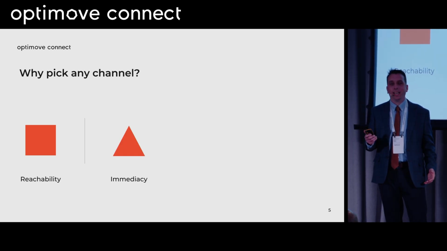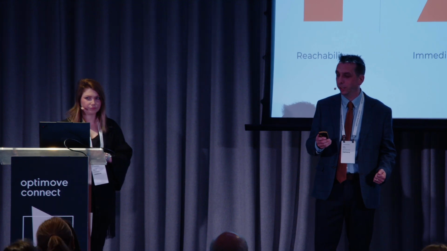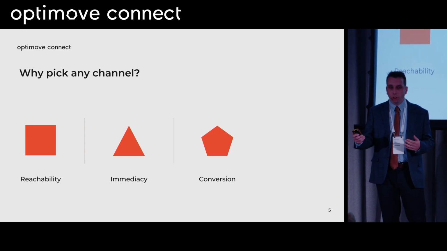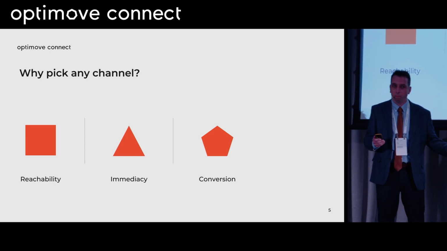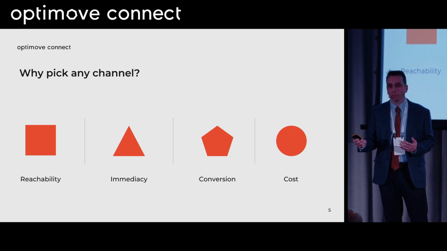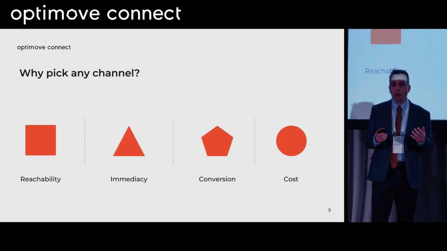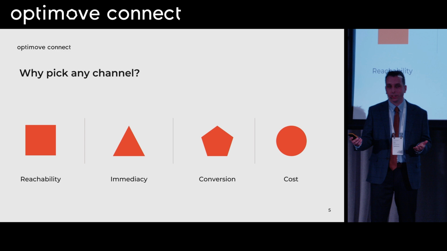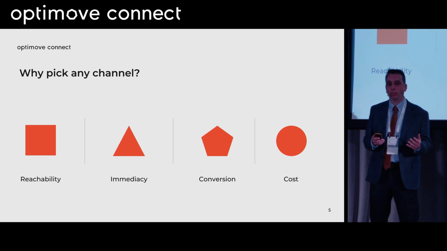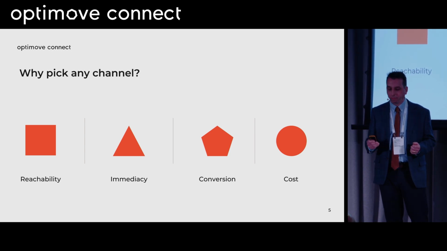If the campaign is time sensitive, the immediacy of the channel will be important to consider. What are the conversion rates for the channel like? Different channels have different conversion rates. Some perform better than others. And of course, different channels have different cost implications. So these are the types of things we think about when we're trading off one channel versus the other. And of course, it's not a case that one channel beats them all. Different channels are suited to different types of campaigns. So how does mobile stack up?